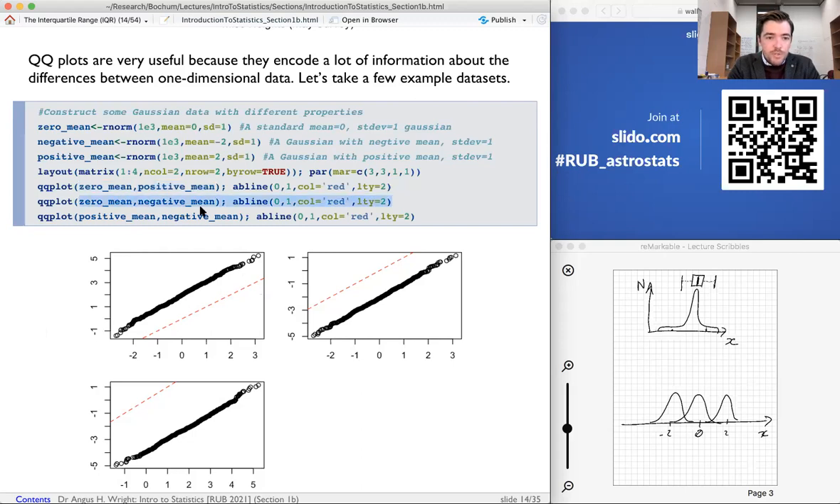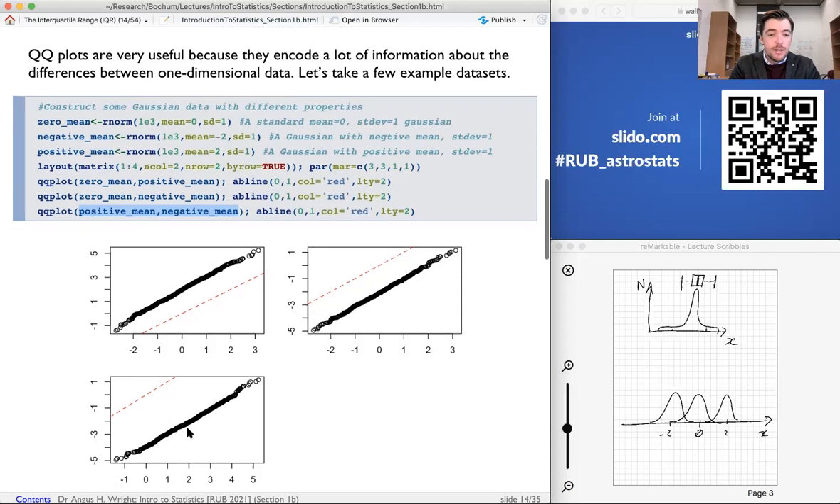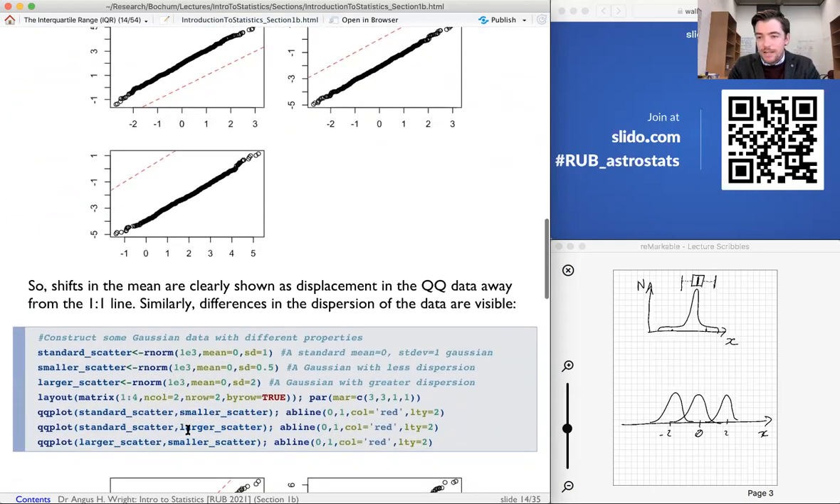You see the opposite shift when you use the comparison between the 0 mean and the negative mean data. And if we look at the difference between the positive mean and the negative mean, then that shift gets greater again. So a shift in the mean causes a very significant lateral movement away from the one-to-one line in the QQ plot. Important fact.